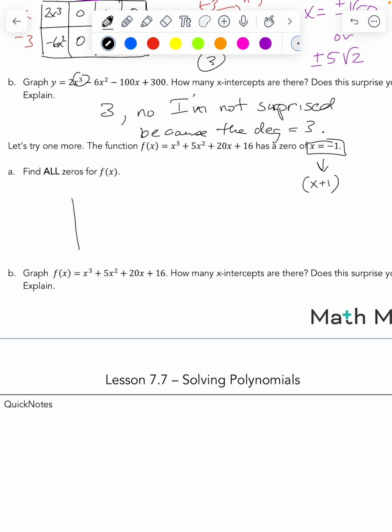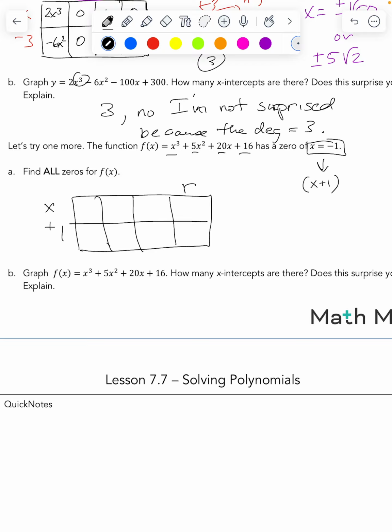So it says find all the zeros. So I'm going to make a 2, and then this has 1, 2, 3, 4 parts. So 2 by 4. And then this last row will be my remainder. That's always true. So I put x plus 1 on the outside.